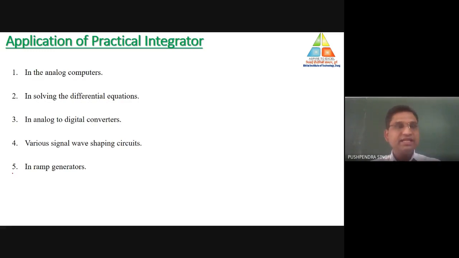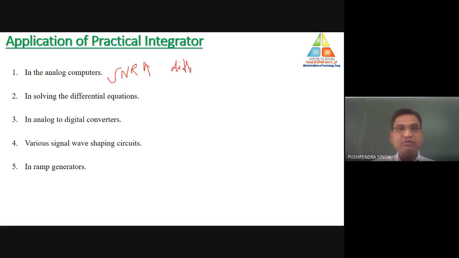From the application area, practical integrators are mostly used in analog computers. Why analog computers? Because the signal to noise ratio of the integrator is very high as compared to the differentiator.